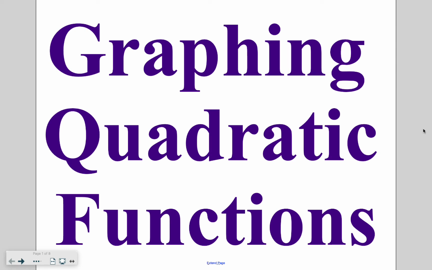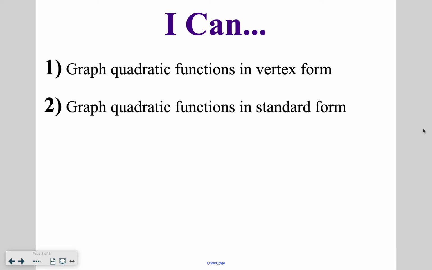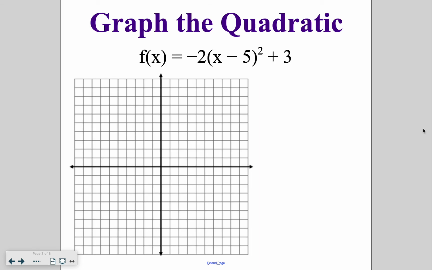Hello class, and welcome to today's algebra lesson, which is about graphing quadratic functions. By the end of today's lesson, you will be able to graph these functions in both their vertex form and their standard form. So we're going to start by graphing quadratics in their vertex form.